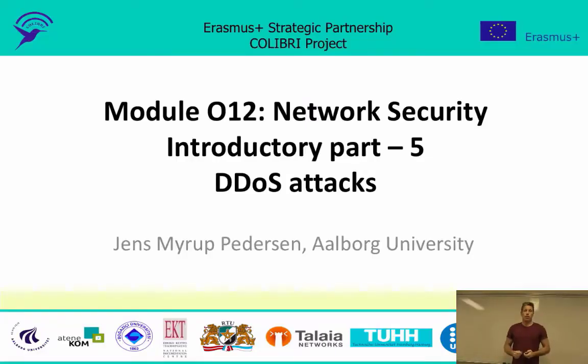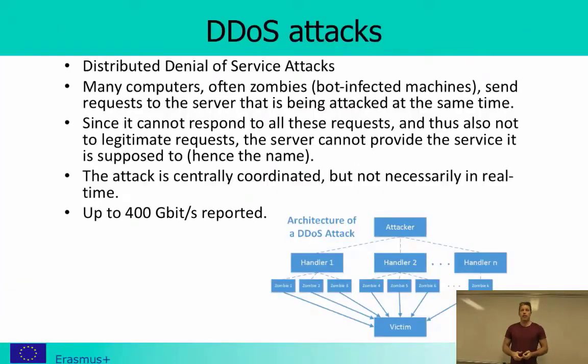Welcome to Network Security Introduction Part 5, where I will be talking about DDoS attacks, or distributed denial of service attacks. As the name indicates, a distributed denial of service attack is a denial of service attack, meaning that we are leaving the attacked machine or the attacked system unavailable so that it cannot perform the duties that it would normally perform. This is most often done by sending a lot of requests from all over the world, so that is why it's called distributed. So sending a request to that machine all at the same time.